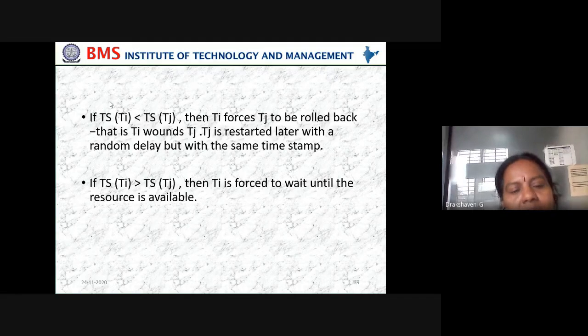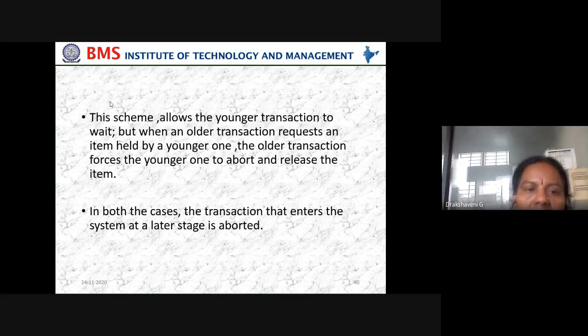If the timestamp of Ti is greater than the timestamp of Tj, then Ti is forced to wait until the resource is available. This scheme allows the younger transaction to wait, but when an older transaction requests an item held by a younger one, the older transaction forces the younger one to abort and release the item. In both cases, the transaction that enters the system at a later stage is aborted.